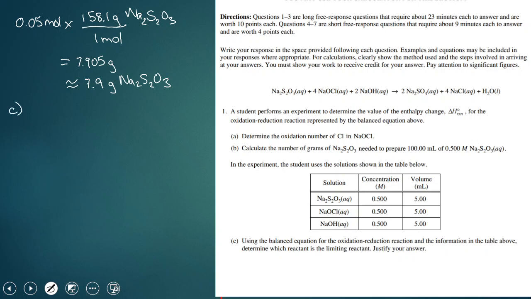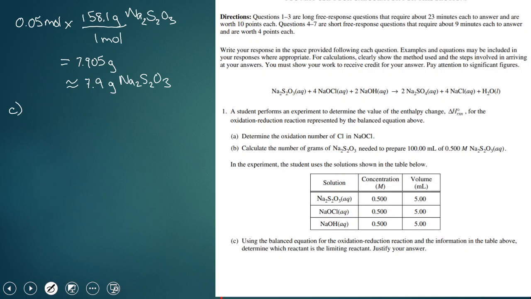Now for part C, it says using the balanced equation for the redox reaction and the information in the table above, determine which reactant is the limiting reactant. Justify your answer. Alright, so keep in mind that the limiting reactant or the limiting reagent is based off of the stoichiometric ratios and based on which reactant would get used up the fastest or first if we had some set of quantities among all. And so with this table, we see that the concentration and the volume are identical. So if you consider the formula that I just mentioned, the number of moles is concentration times volume. Well, each of the mole values would be identical for each of these reactants.